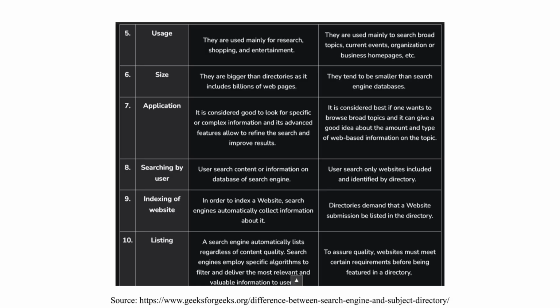Third, in the context of application, we can say search engines are considered good for looking for specific or complex information, and their advanced features allow you to refine the search and improve the result. Whereas subject directories are considered best if one wants to browse a broad topic, and they can give a good idea about the amount and type of web-based information on that topic.